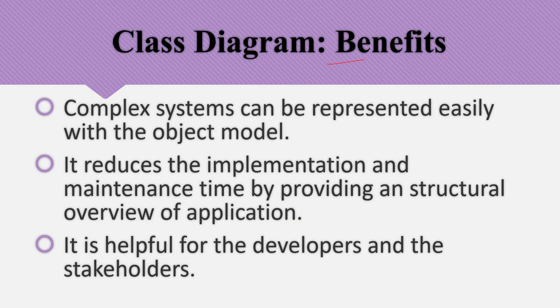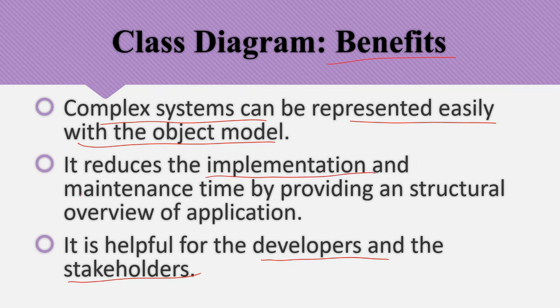And here are the benefits of the class diagram. A complex system can be easily represented with the help of an object model, as it is always difficult to understand the code, and it is very easy to understand the terms with the help of graphical representation. So a complex system can be easily understood by the developers, the testers and the stakeholders. By this it also reduces the implementation and maintenance time of the system. Every time you need to upgrade the system, you can refer to the class diagrams and understand the complex system structure in an easy way.